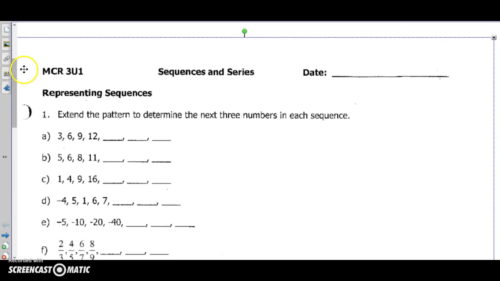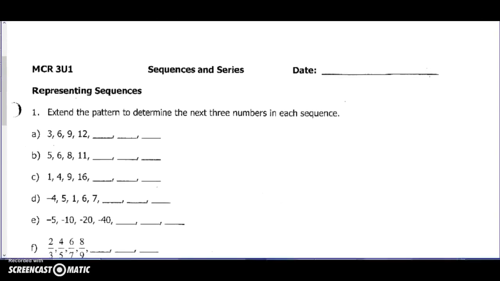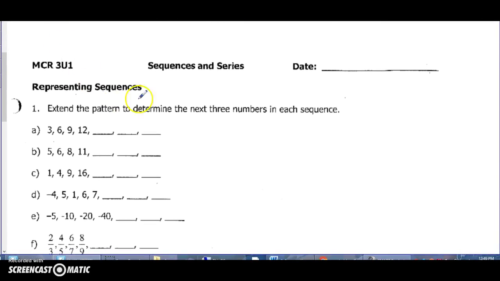Let's start off with a little series and sequences, chapter 6 from the textbook. Really straightforward stuff this class. Okay, so we're looking at series and sequences. We'll look at sequences first, then series later on.